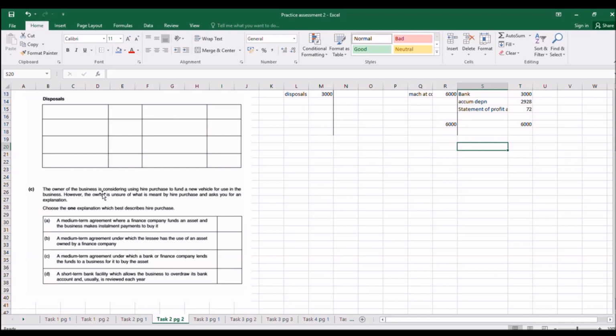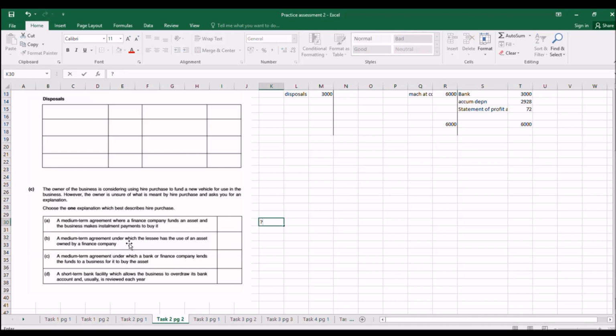The owner of a business is considering using a hire purchase to fund a new vehicle for use in the business. However, the owner is unsure of what is meant by hire purchase and asks you for an explanation. So basically, it's a whole series of payments, and with the last payment you transfer ownership. So, a medium-term agreement where a finance company funds an asset and a business makes instalments to buy it. That sounds like a good one. That could be it. Let's have a look.